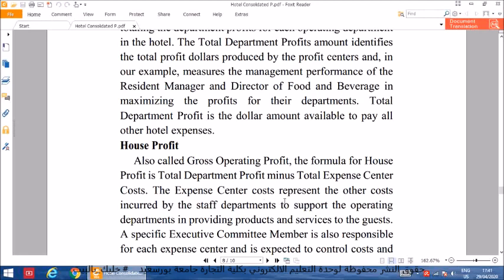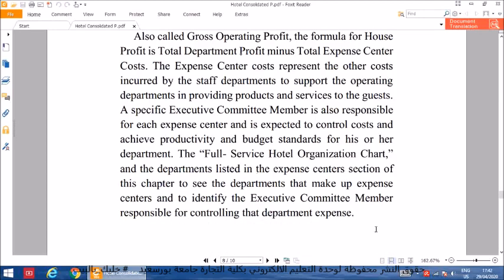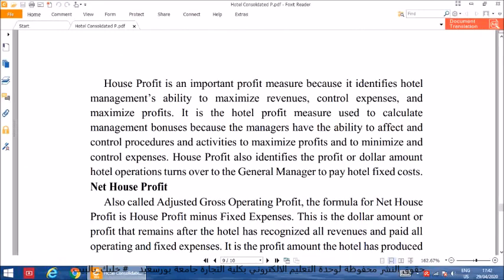The expense center costs represent the other costs incurred by the staff department to support the operating departments in providing products and service to the guests. House profit is an important profit measure because it identifies hotel management's ability to maximize revenue, control expenses, and maximize profits.